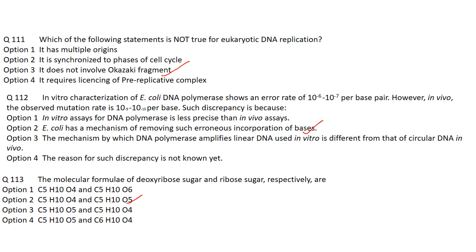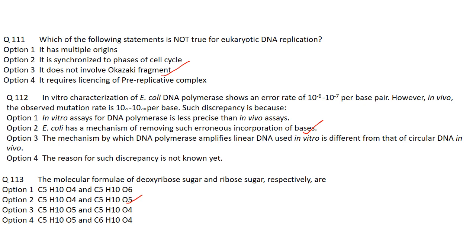The next one. In vitro characterization of E. coli DNA polymerase shows an error rate of 10 raised to minus 6 to 10 raised to minus 7 per base pair. However, in vivo, the observed mutation rate is 10 raised to minus 9 to 10 raised to minus 10 per base. Okay, but it is a typographical error. Such discrepancy is because E. coli has mechanism of removing such erroneous incorporation of bases.